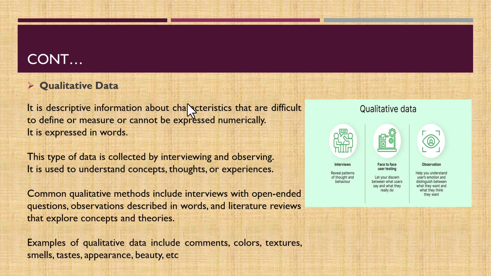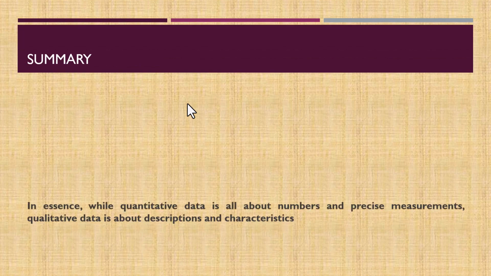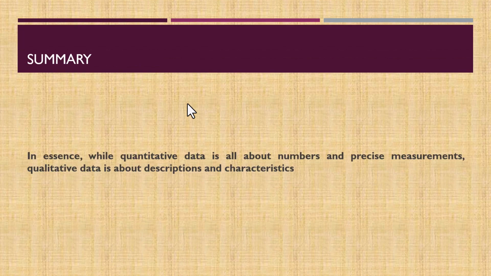Some of the examples of qualitative data include comments, people's comments. We have colors, textures, smells, tastes, appearance, like a taste of a certain product. It may be anything. Someone may just describe anything. It can be appearance. We don't have any specific kind of appearance. It could be beauty, and so on. In summary, while quantitative data is all about numbers and precise measurements, qualitative data is about descriptions and characteristics.